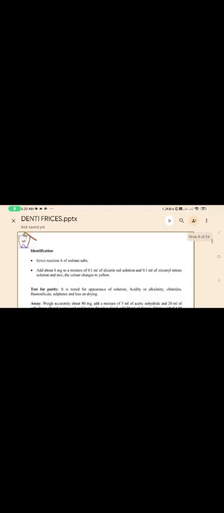Identification: gives reaction A of sodium salts. Add about 4 mg to a mixture of 0.1 ml of alizarin red solution and 0.1 ml of zirconyl nitrate solution and mix. The color changes to yellow. Test for purity. It is tested for appearance of solution, acidity or alkalinity, chlorides, fluorosilicates, sulfates and loss on drying.